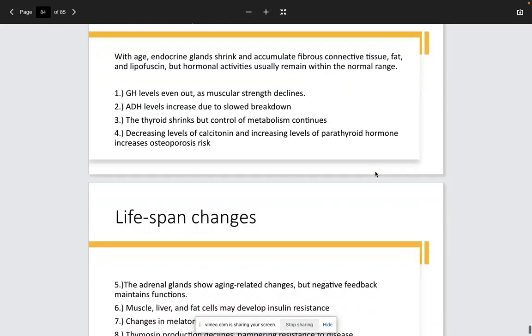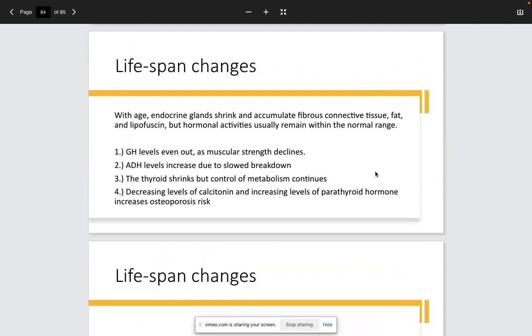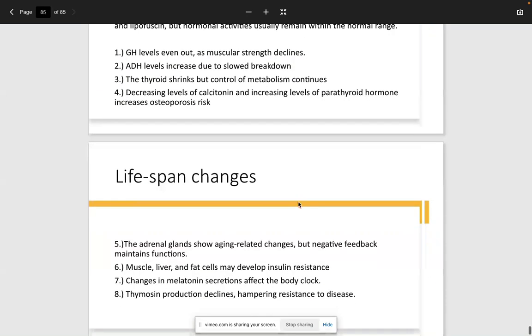Here are slides depicting lifespan changes. If you want to get depressed about getting older, read about some of these. Some of them not so bad, right? As you get older, we're more prone to muscle loss. That's because growth hormone levels even out. The thyroid shrinks, but controlled metabolism still continues. We have lower levels of calcitonin and increased levels of parathyroid hormone. We have an increased risk of osteoporosis.